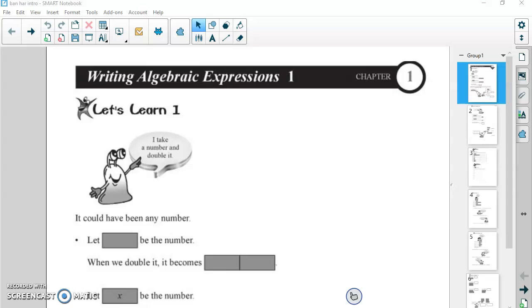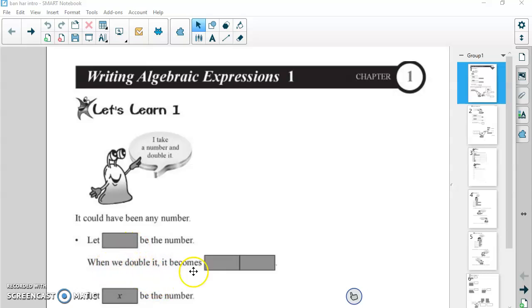Hey guys, we are starting our algebra unit and we are actually starting with writing algebraic expressions. So let's take a look at our packet. Here we have a slug and he's saying, I'm going to take a number and double it. It could have been any number, so what we're going to do is look at the bar, and the bar is going to be the number, okay?